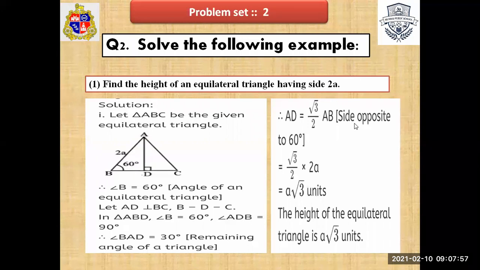Okay, simple. We have to find the height of the equilateral triangle. So the side is given, then we see in the equilateral triangle this is 90 degree and this angle is 60. So the measure of the remaining angle A is 30 degree. Then we apply the properties of the 30, 60, 90 degree theorem.